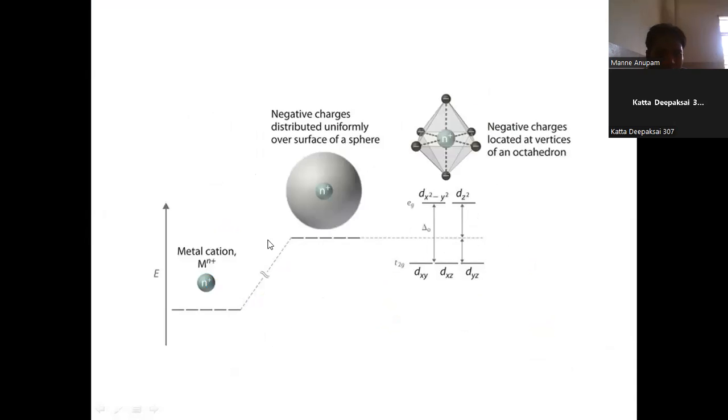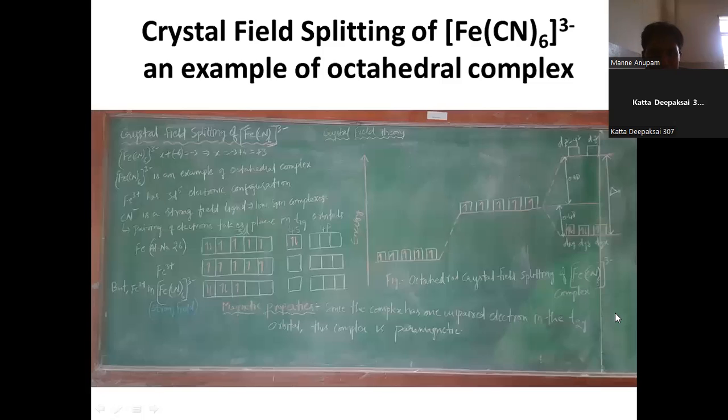So here we are clearly seeing initially when the ligands are approaching, there is increase in energy, and when the ligands are forming octahedral complex later, there is a reduction in energy for t2g orbitals, and there is increase in energy for eg set of orbitals. Because eg set of orbitals are present on the axis, that's why there is increase in energy, whereas t2g set of orbitals are present in between the axis, that's why they are reducing in energy.